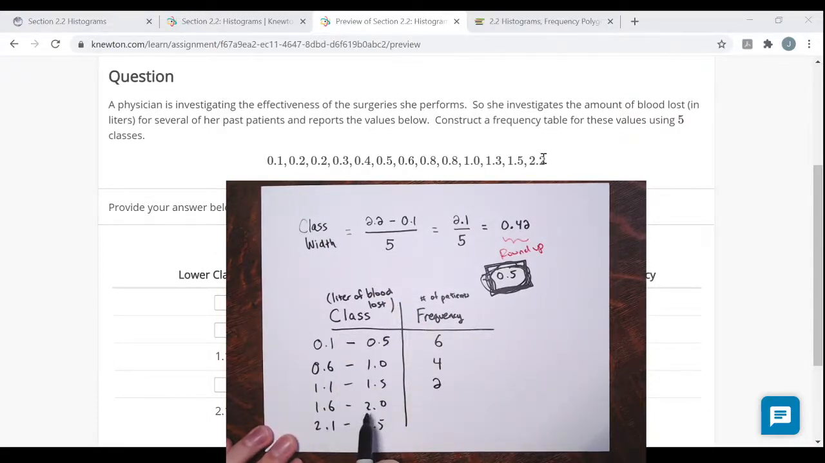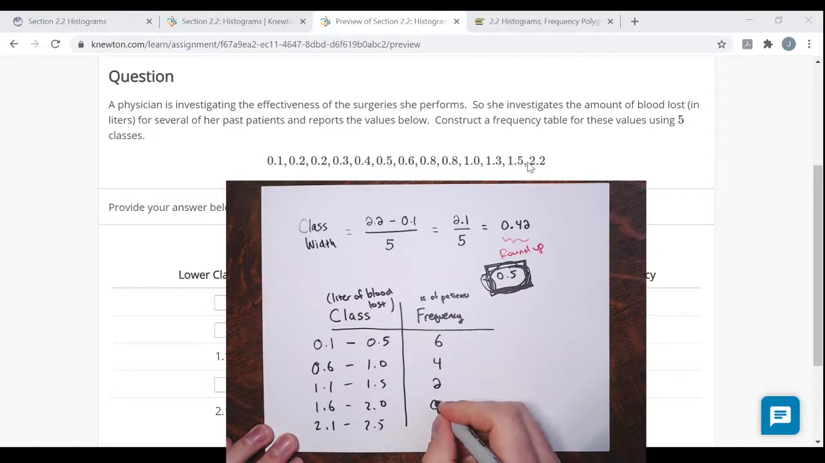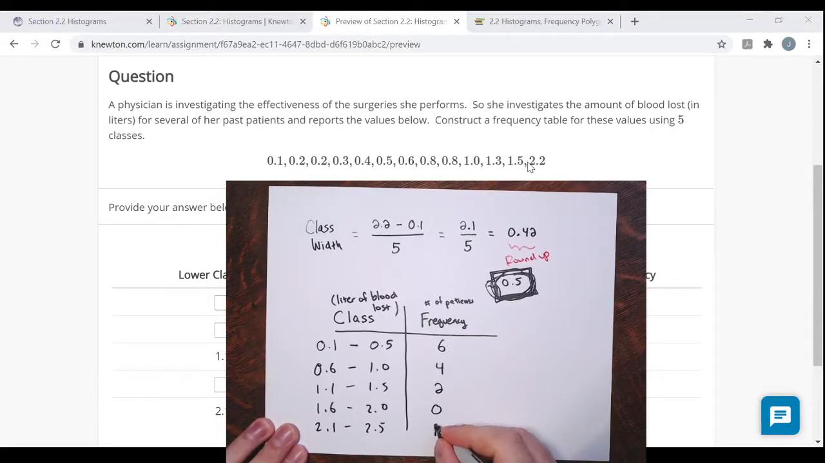1.6 to 2.0. I don't see any. There are no values from 1.6 to 2.0, so I put 0 there. So I'd have a bar with a height of 0. There'd be no bar, but you'd still have that width. Right? You'd still have the width of 0.5, but then no bar, a flat line on the axis. And then 2.1 to 2.5, there's just that value of 2.2. So 1 there, 1 value from 2.1 to 2.5. All right, so again, how to do that by hand, hopefully not too terrible.